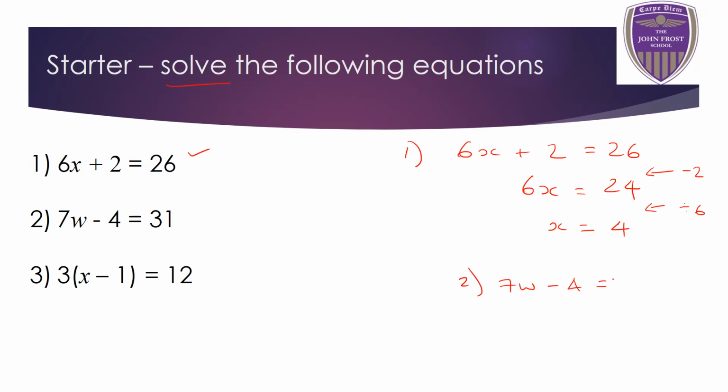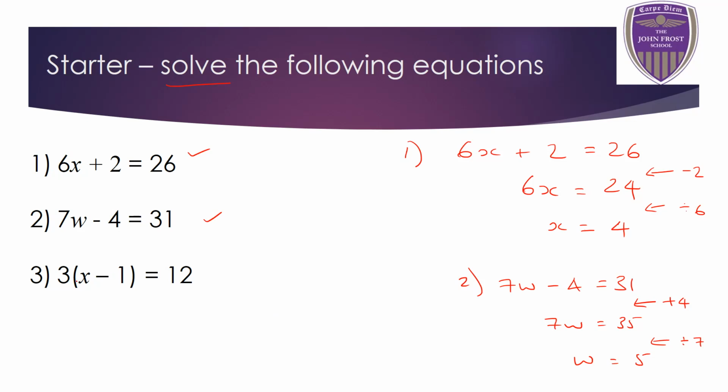Question 2, similar sort of thing, just a normal two-step equation. So 7w minus 4 equals 31. The inverse of minus 4 is to add, which gives us 7w equals 35. Then the inverse of times by 7 is to divide. How many 7s in 35 is 5. w equals 5. 7 5s is 35, take away 4 does give you 31.